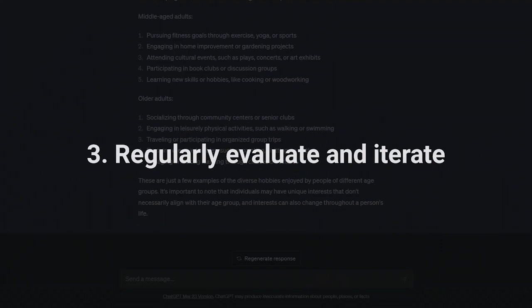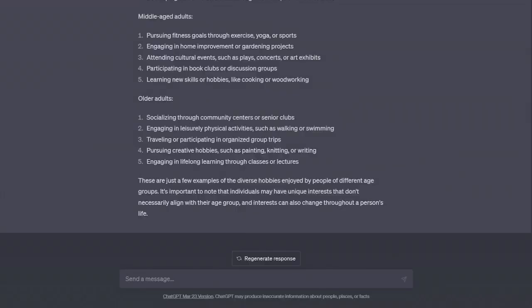3. Regularly evaluate and iterate. Debiasing is an ongoing process. Regularly evaluate the responses generated by the AI model and identify areas where biases might still be present. Iterate on your debiasing strategies and continue to refine prompts to ensure they remain unbiased and inclusive. By following these tips and consistently working towards debiasing AI language models, you can help create more fair and equitable systems that generate accurate and unbiased responses.